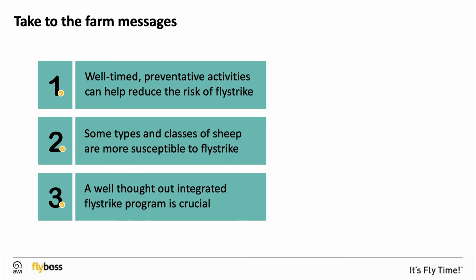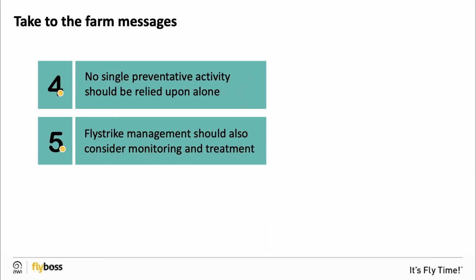Some types and classes of sheep, particularly young sheep, are more susceptible to fly strike and should be targeted for preventative treatment. A well thought out integrated fly strike program is required. Make sure you have a plan which includes the preventative activities we've covered today. No single preventative activity should be relied upon alone. Make sure that you use a range of well-timed activities in combination, and the prevention of fly strike should be included in a broader fly strike management plan which considers monitoring and treatment activities.